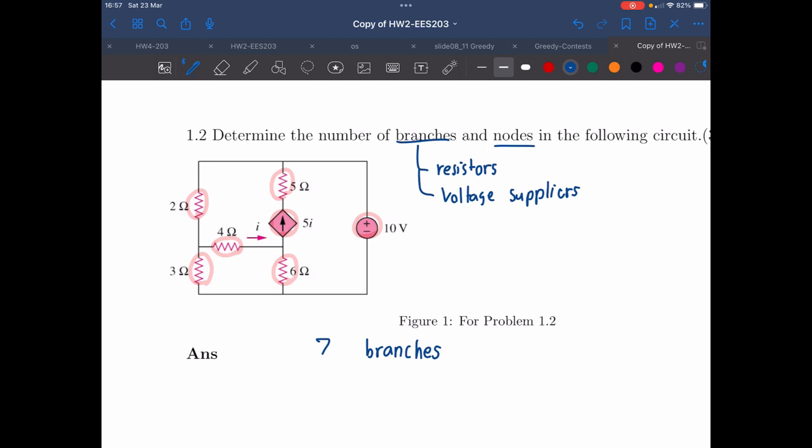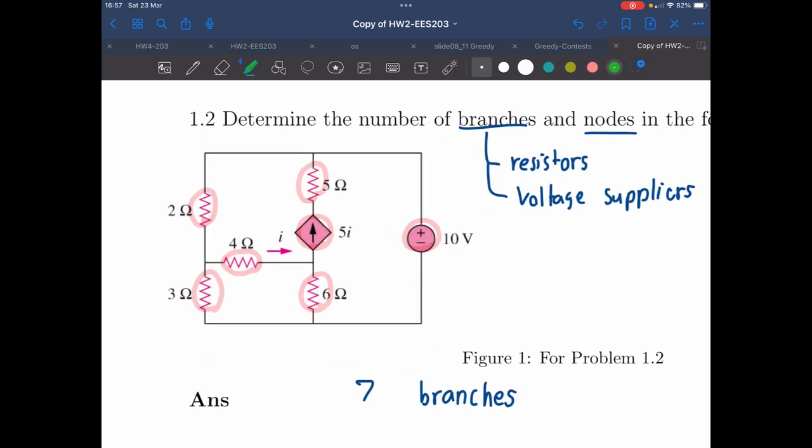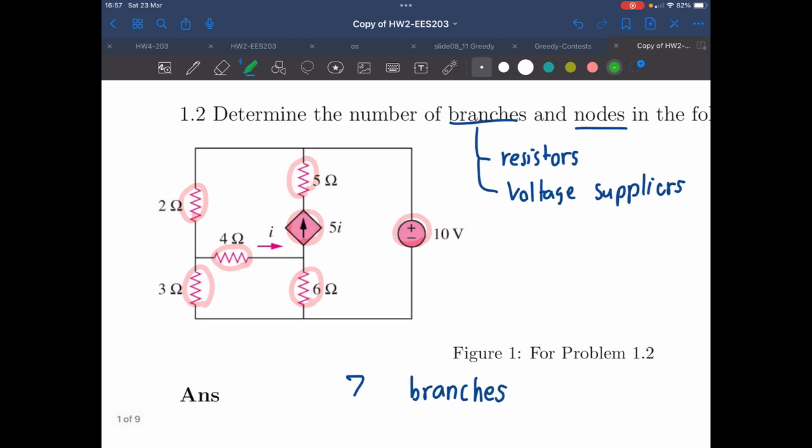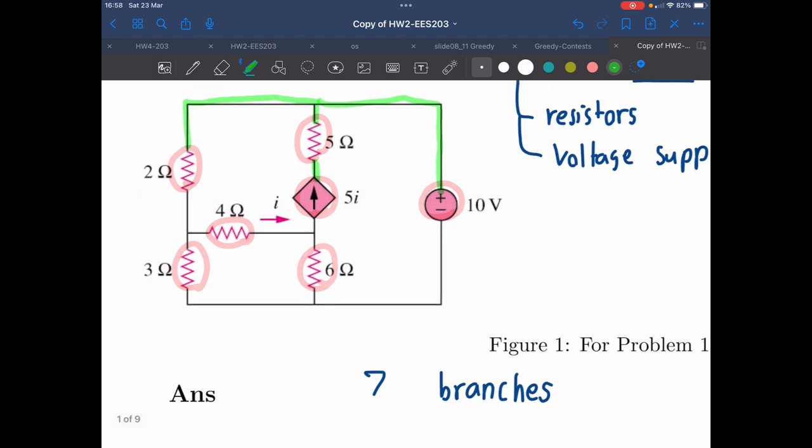And how many nodes are there in this circuit? Well, be careful, because a node is the part that connects the terminals of the branches. If you see this part, the Y, it connects all of this. We count it as one. And this part, between this dependent source and the resistor. Now the other part is here, connecting the dependent source and the two resistors.